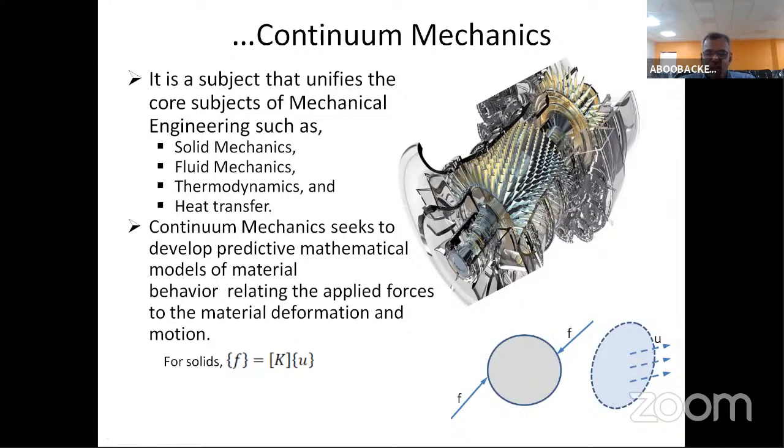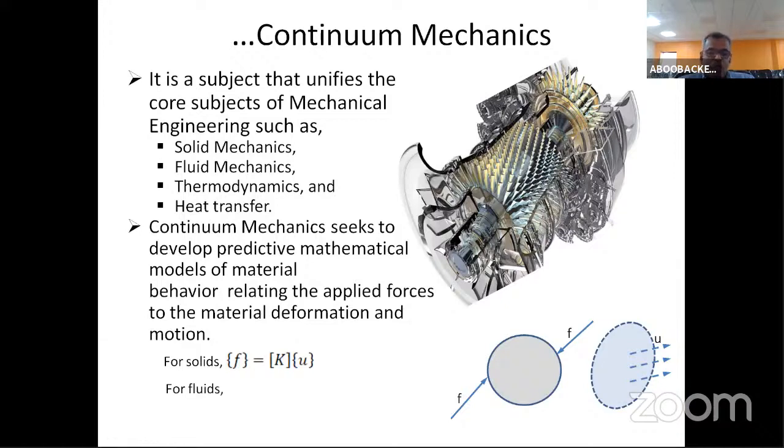So if you have different materials, the same force may have different displacement or deformations. That is, the same force will give different values of deformations or displacement because of the difference in physical behavior or physical characteristics. This K represents the physical characteristics of the material. This is the applied force.